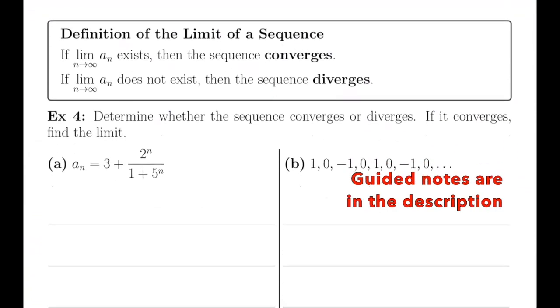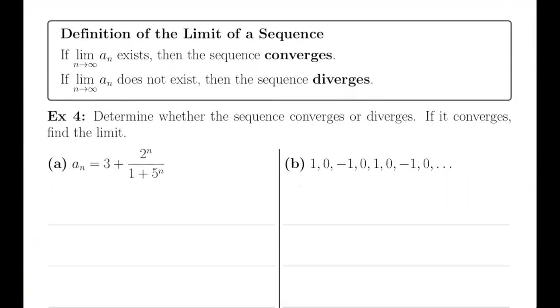So now we're going to start taking the limit of a sequence. So basically, we're going to ask ourselves now, what happens to the terms of a sequence as n approaches infinity? If the limit of a sub n as n approaches infinity exists, then the sequence converges. And if the limit of a sub n as n approaches infinity does not exist, then the sequence diverges. So let's do some examples of this.